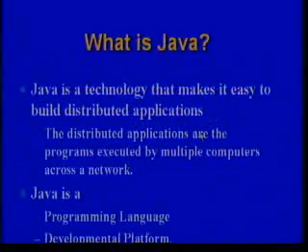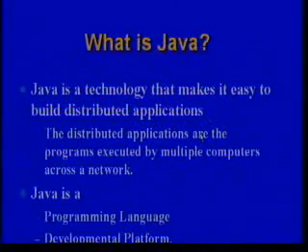So let's first talk about some basics of the Java programming language. Java, unlike other programming languages, is not simply a language, but basically a technology. It is a framework. It provides a large number of classes and so on. So let's look at the first slide, what Java is. Java is basically a technology that makes it easy to build distributed applications.